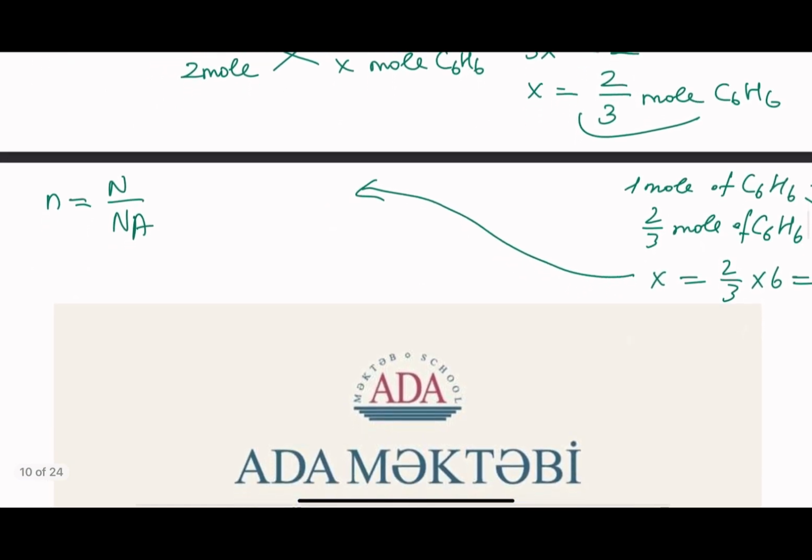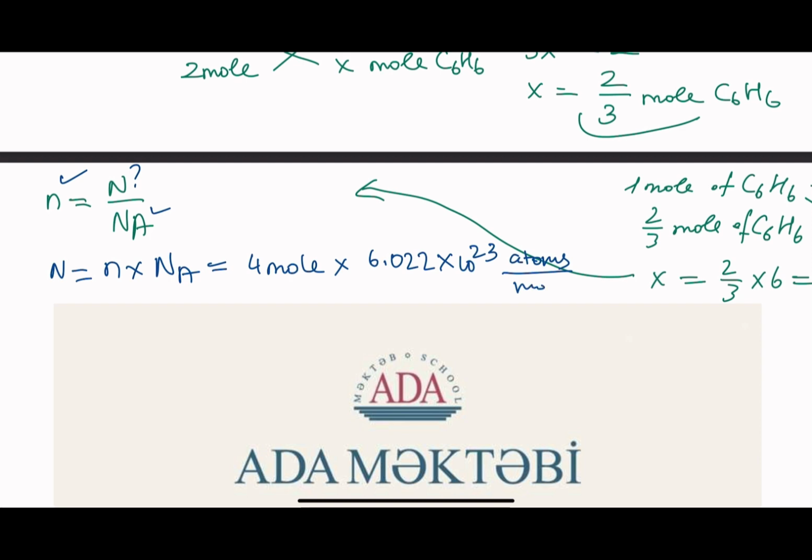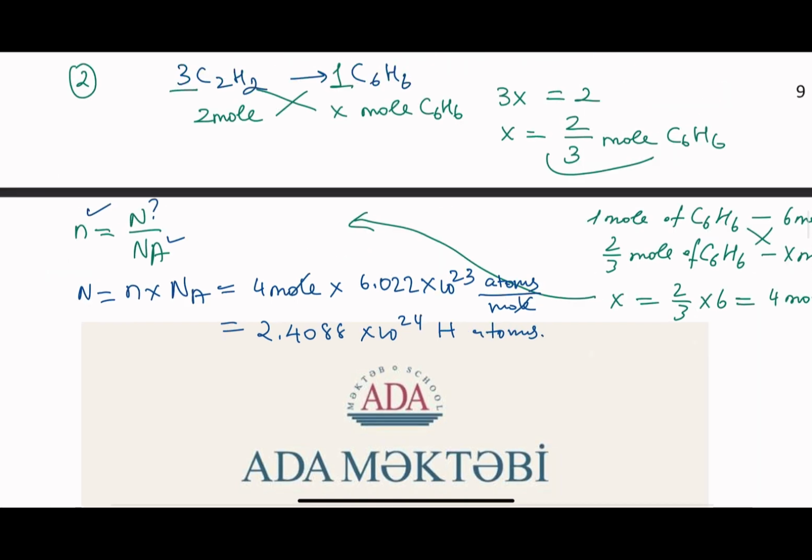And then now you come back to this equation. You have the number of moles, you have the Avogadro number, you need to find the number of particles. N would be n multiplied by Na, and this would be 4 mole multiplied by 6.022 times 10 to the power 23 atoms. I'm just going to write all of the units per mole. So mole cancels out. This would be 2.4088 times 10 to the power of 24 hydrogen atoms. And that is that, guys. Thank you very much for watching.